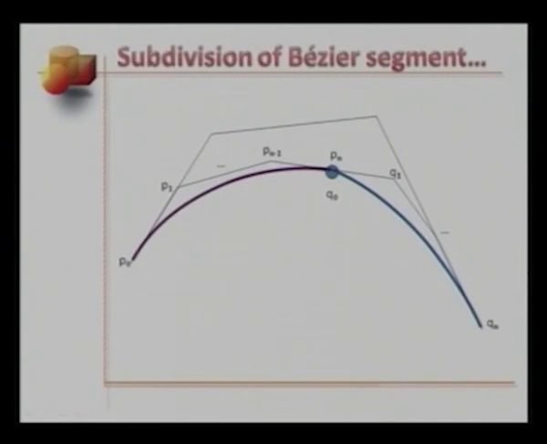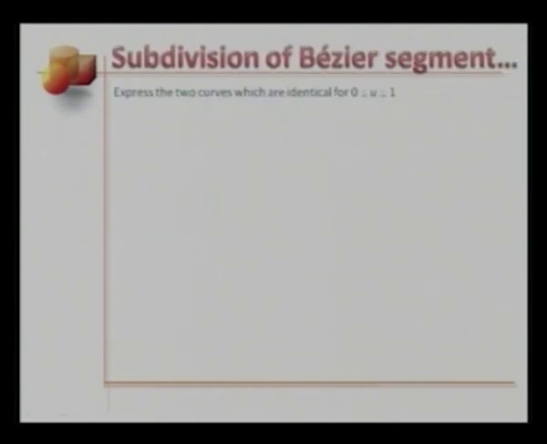The question now is how to determine these control points, P's and Q's. Well, let's first express the two curves, which are identical for values of u in between 0 and 1. So the first segment r sub 1 will be expressed in terms of parameter u prime as summation i goes from 0 to n, the ith Bernstein polynomial of degree n, a function of u prime now, times the control points p sub i.